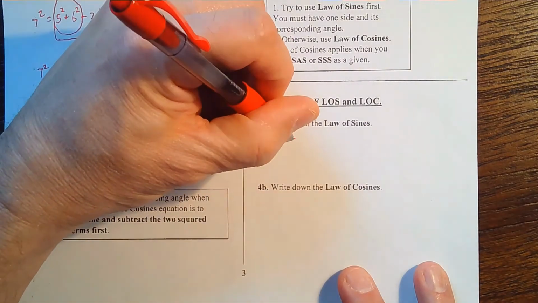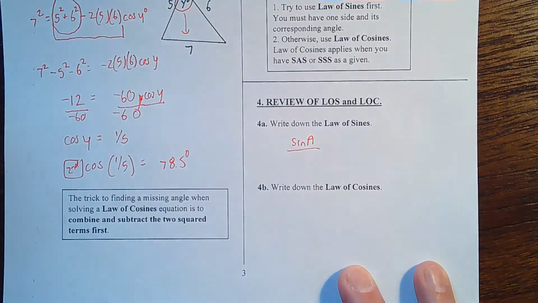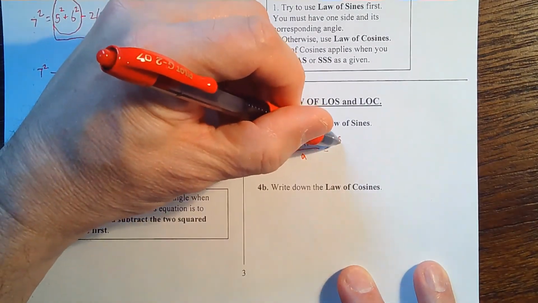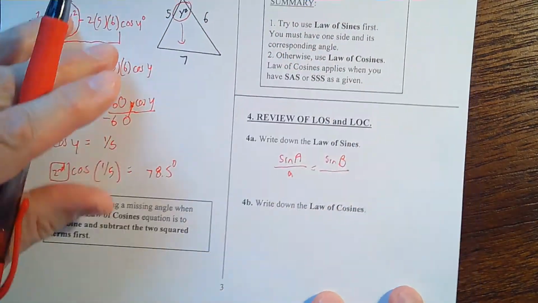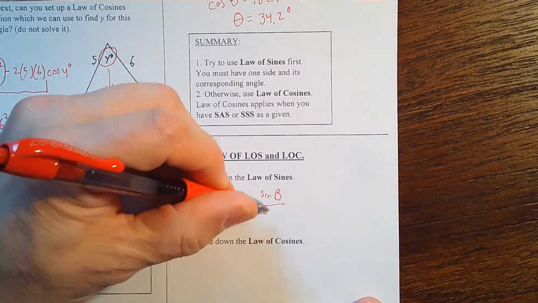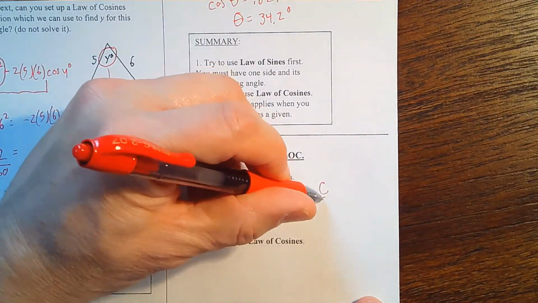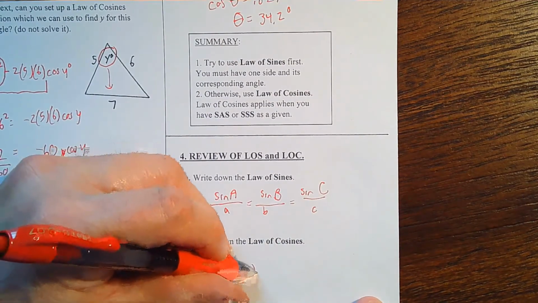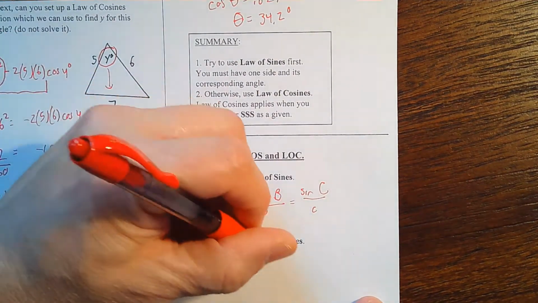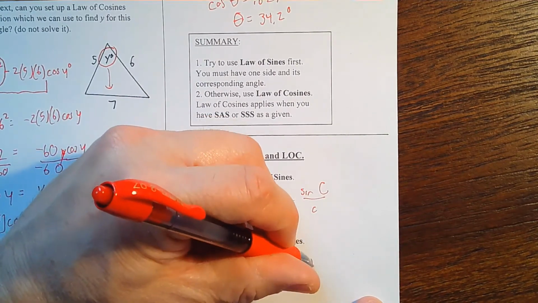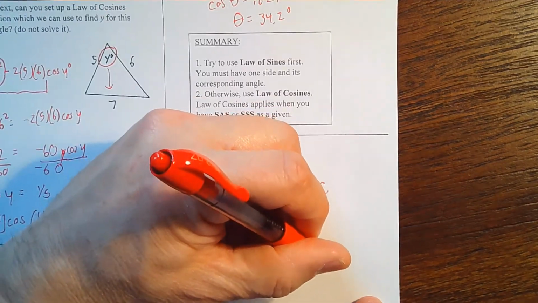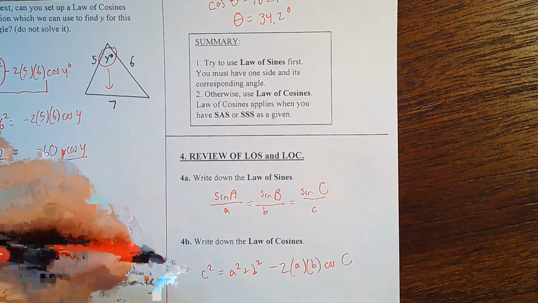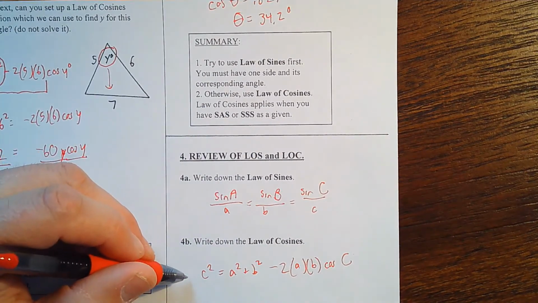Law of sines, sine of angle A, so it's a capital A over little a, is equal to the sine of angle B, big B over little b, is equal to the sine of angle C over little c. And then the law of cosines, c squared equals a squared plus b squared. It starts off like the Pythagorean theorem, and then minus 2 times the product of a and b times cosine of C. By the way, these letters in the law of cosines are interchangeable.